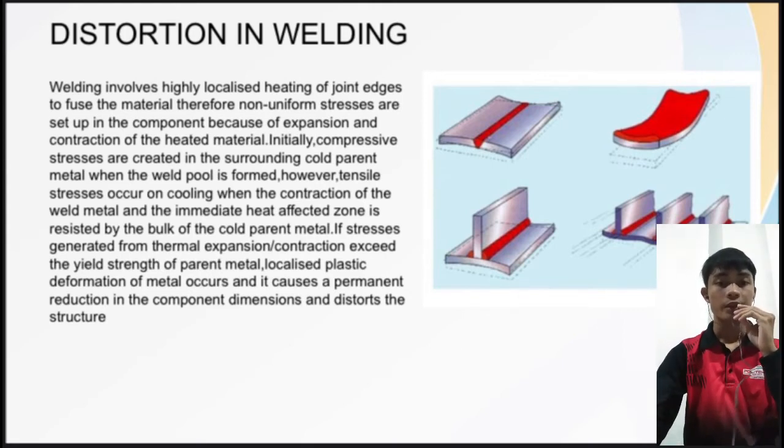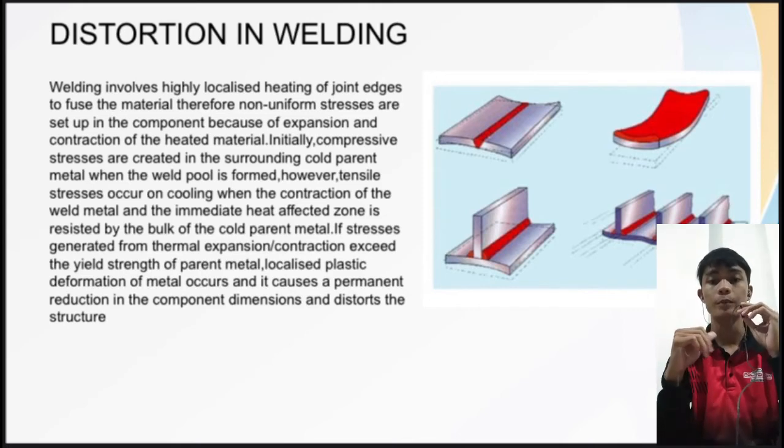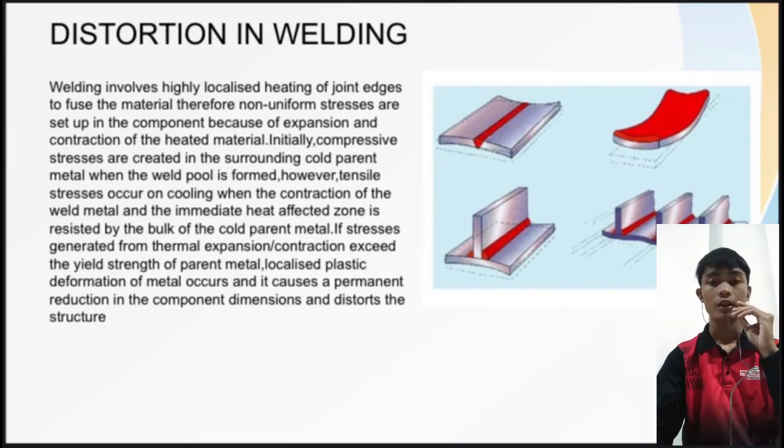If stress generated from the thermal expansion or contraction exceeds the yield strength of the parent metal, localized plastic deformation of metal occurs and causes permanent distortion, permanent reduction in the component dimensions, and distorts the structure.